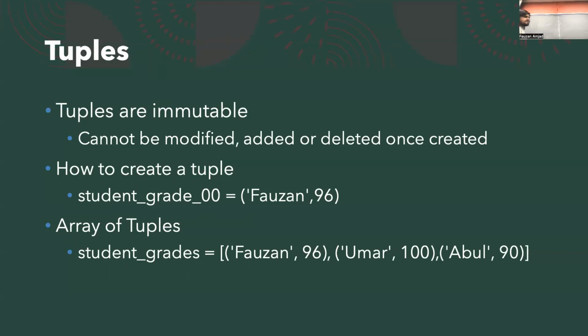If you don't put the comma there, it's not going to register as a tuple. And then a very common application of tuples is an array of tuples. So if you see in this array of tuples, rather than having nested lists with names and grades, we have a tuple. And the reason why we use tuples is because it's just a lot more efficient.